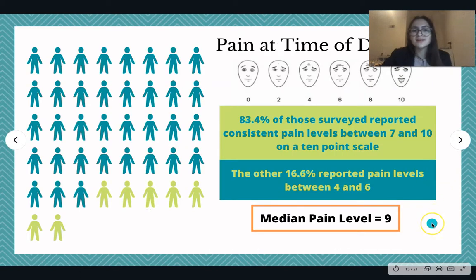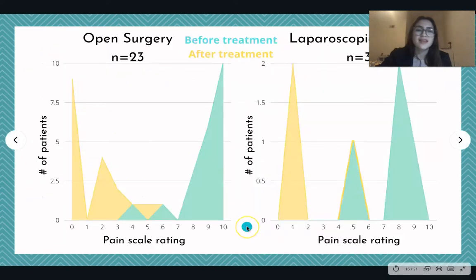If we look here, we can see the pain of these individuals at the time of their diagnosis. We see that 83.4% of these people reported pain between 7 and 10 on a pain scale. We also see that 16.6% reported pain levels between a 4 and a 6. No one reported pain levels less than a 4. The data also showed us that the median pain level was a 9. This lies somewhere here on the pain scale, and for most people is worthy of taking a visit to the emergency room. I then asked patients what their pain level was like before and after treatment.